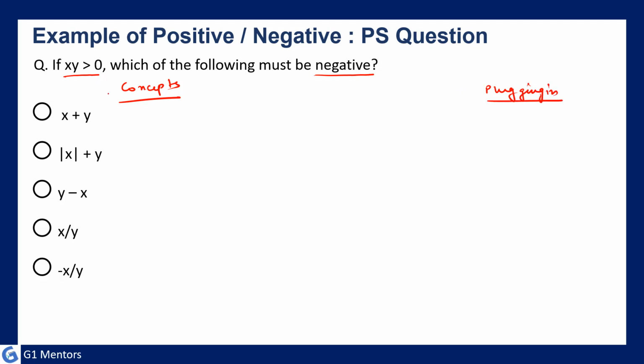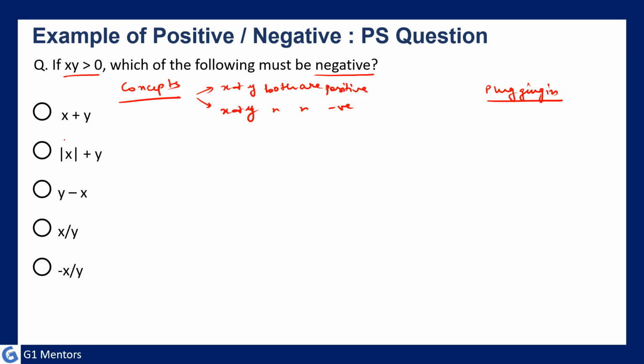Now let's see the concepts first. If xy is greater than 0, it can only happen in two situations. If x and y both are positive, correct? Or if x and y both are negative, then also this thing can happen. So this is given to us.